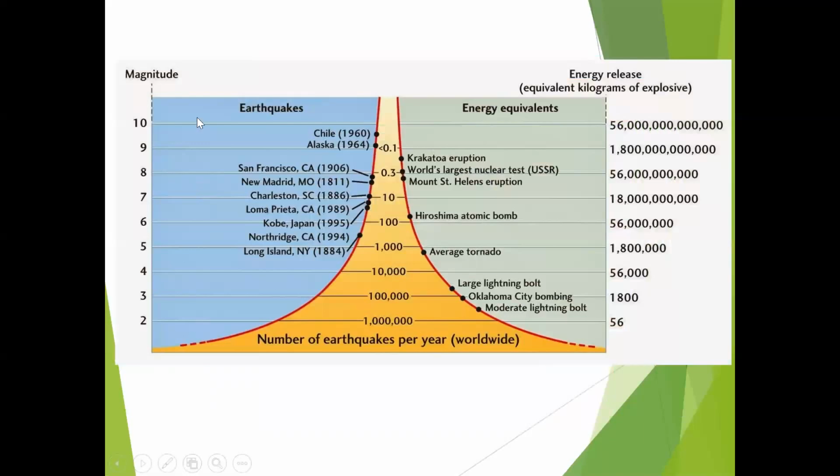And the last one's going to be the moment magnitude. And this is kind of a cool image to look at because it's going to compare the energy equivalent. So you can see the magnitude 2, 3, 4, 5, 6, 7, 8, 9, and 10. And then you're going to see the amount of energy equivalent. So a large lightning bolt is going to be about, I don't know, 3.2. Average tornado releases just under 5. An atomic bomb is just over 6.